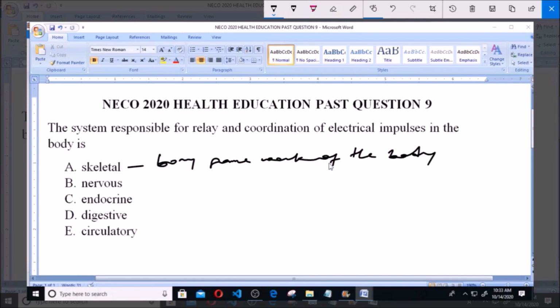Take, for instance, the rib cage. The rib cage is made up of bones and cartilage, but it helps protect what? It helps protect the heart and the lungs. So that is what the skeletal system does.